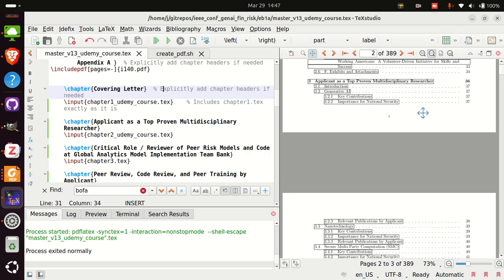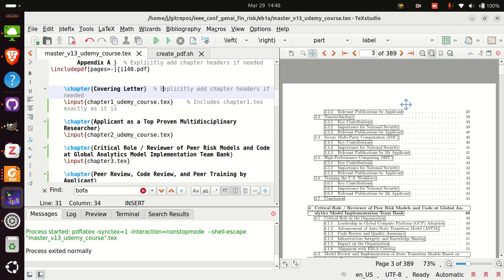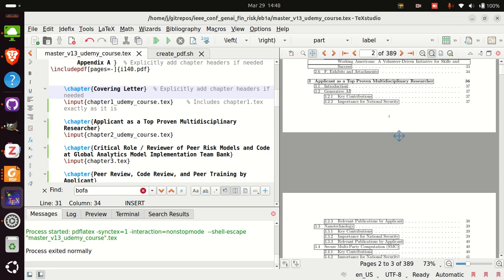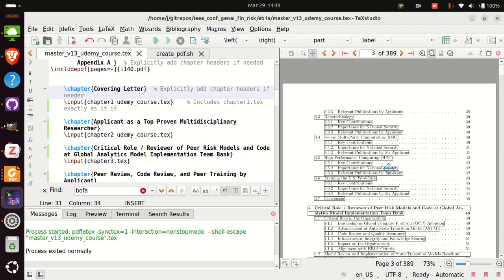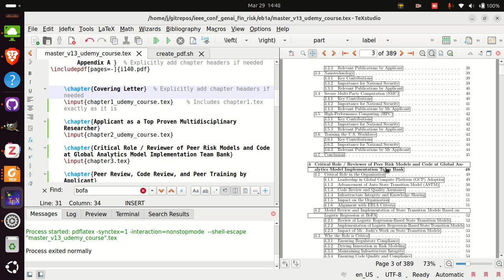This chapter is about how the person is a top proven multidisciplinary researcher, and he can work on domains that are at the intersection of business, finance and computer science. And so in EB2, we talk about how this person is well positioned. The idea would be that this person has experience of publishing in interdisciplinary areas, and he is well positioned in his areas of national interest.